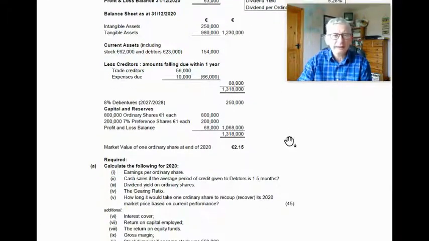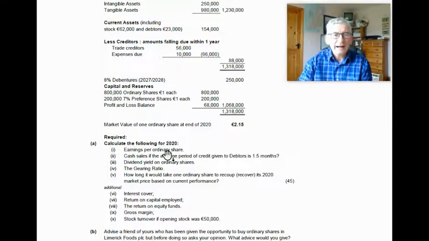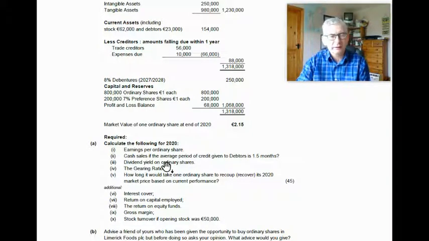The questions we're asked is to calculate the following for 2020: the earnings per ordinary share, the cash sales if the average period of credit given to debtors is 1.5 months, the dividend yield on the ordinary shares, the gearing ratio, and how long it would take one ordinary share to recover its 2020 market price based on current performance.